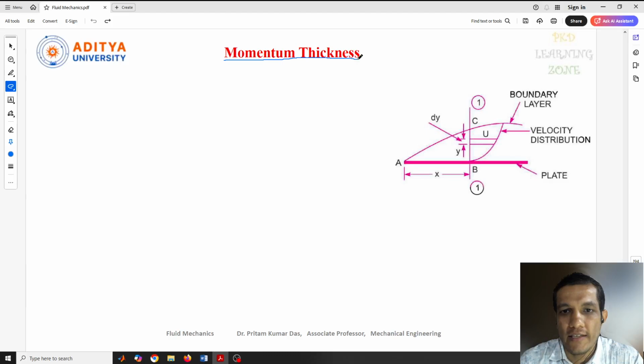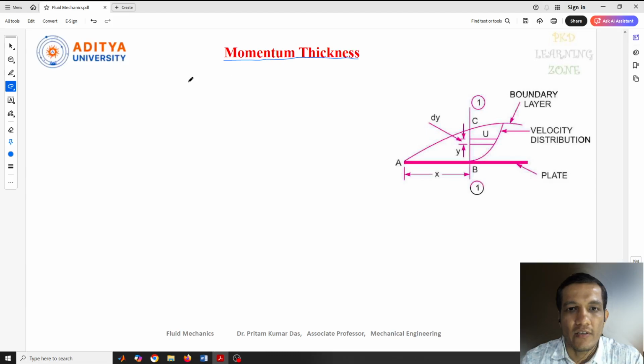In this lecture, we'll discuss the concept of momentum thickness. In our last lecture, we already discussed the boundary layer thickness and displacement thickness. The momentum thickness is similar to displacement thickness. In the displacement thickness, we discussed the mass flow rate, or the flow rate of the fluid. But in the momentum thickness, we'll discuss the momentum. Everything else will be the same.